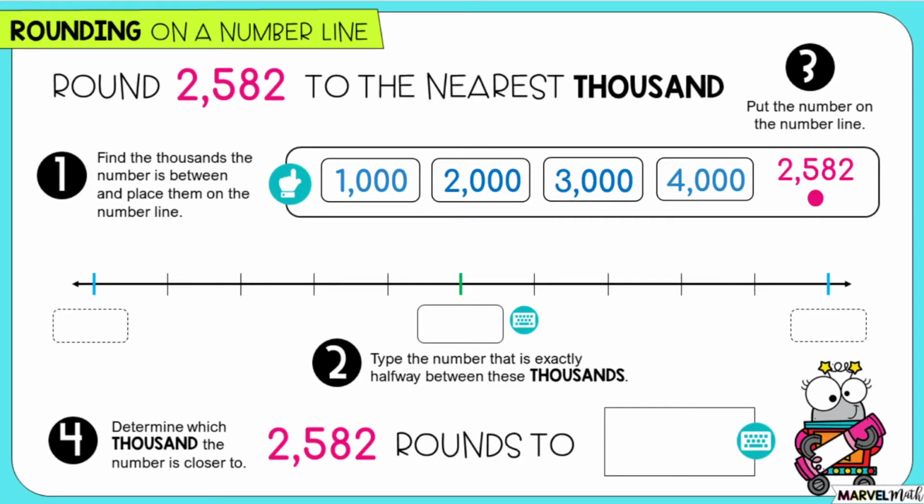Hello students, I'm going to show you how to round to the nearest thousand. So let's start with the first one. We're going to round 2,582 to the nearest thousands place.